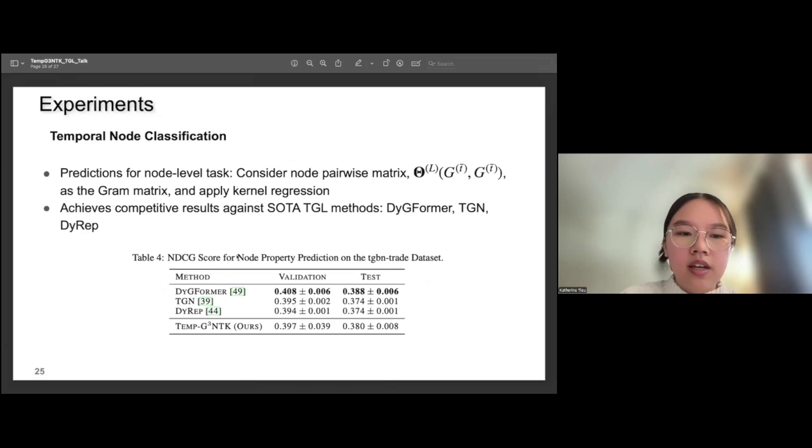And as I presented earlier, our framework can also perform temporal node property prediction. We choose to evaluate our method on the TGB dataset, which is a very large dataset. With neural network training, we also achieved some competitive results, which come just behind the best score at that time, from Daiichi Farmer.